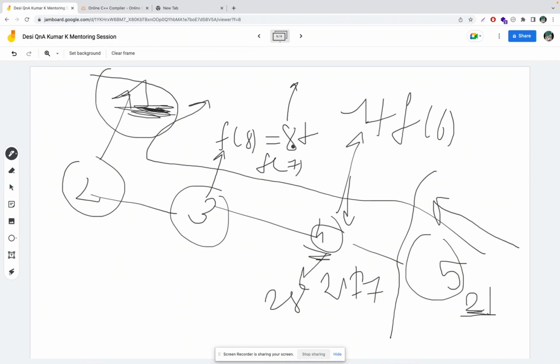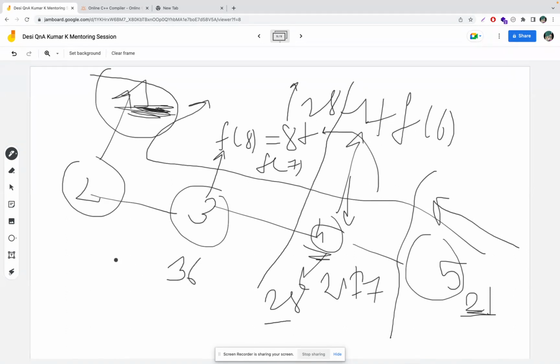So add 8 plus f of 7. F of 7 we have already calculated here. Now from down, it will go here. What was f of 7? It was 28. So f of 7 comes here, it is 28. What is 8 plus 28? Okay, guys, so it becomes 36.